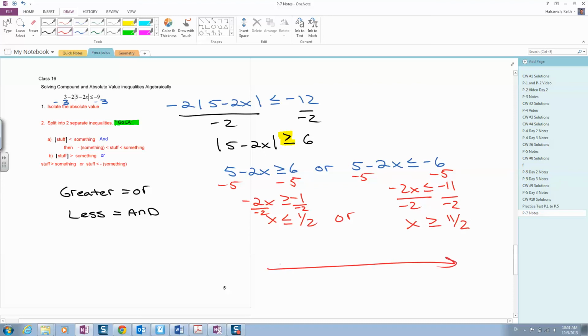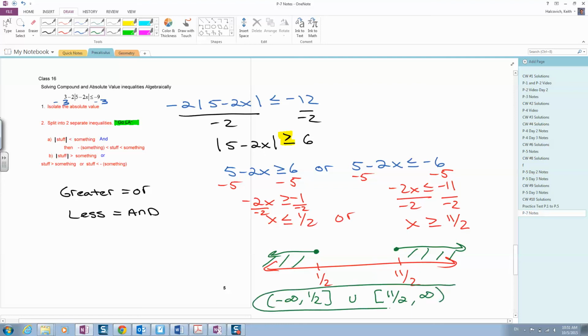So then we do our number line, 1/2 and 11/2. So less than or equal to 1/2 means it goes to the left. Greater than or equal to 11/2 means it goes to the right. Notice the rain, and since it's an or, that means we're doing both intervals. So we go less than or equal to 1/2, union 11/2 to infinity. And that is our final answer for this particular question.